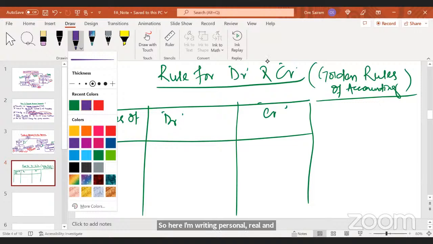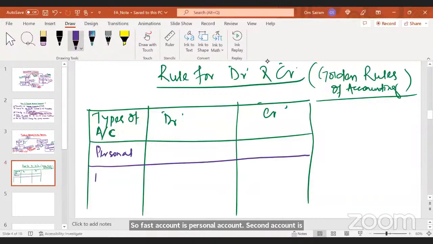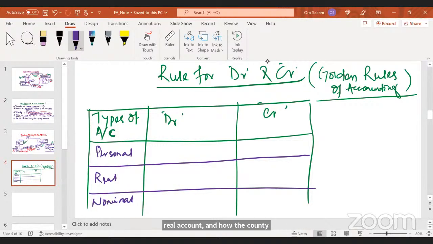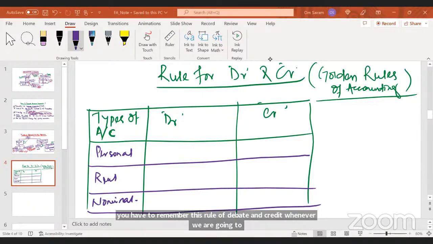So the first account is personal account, the second account is real account, and the third account is nominal account, isn't it? Yes or no? So 3 types of accounts are there. Please remember, you have to remember this rule of debit and credit whenever we are going to pass the journal entry.